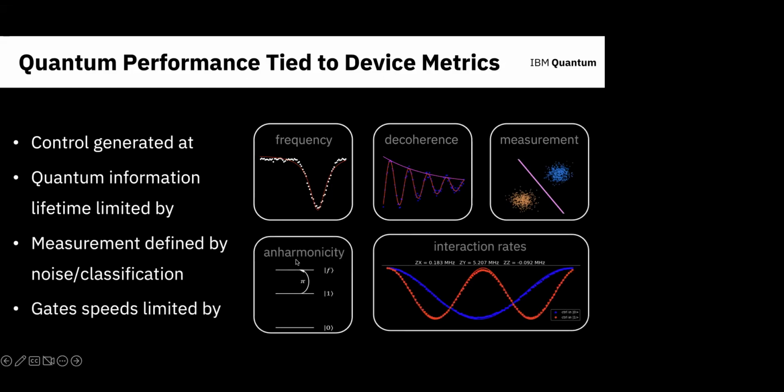But yet our gate speeds will be limited by the kind of anharmonicity. So sometimes we do have to worry about the higher order levels of the transmon, because we can get leakage to those states if we try and do things too fast. We're also always going to be limited by how much we couple our qubits together. That's going to limit our 2-qubit gate speeds as well.